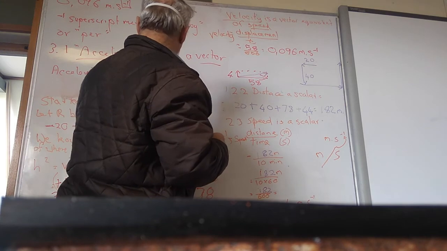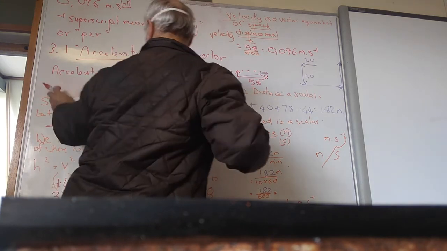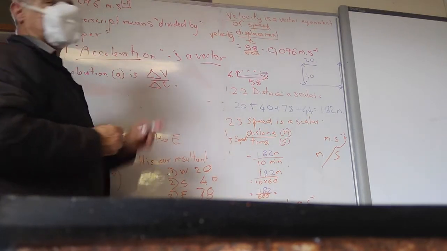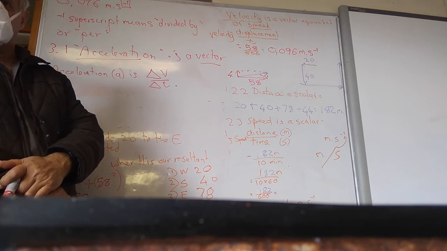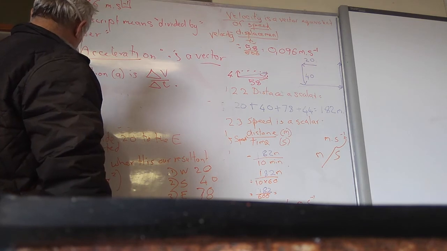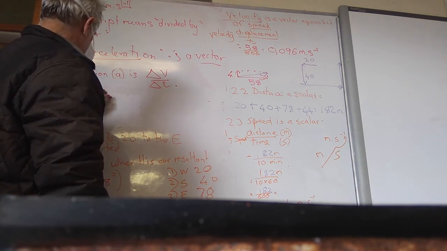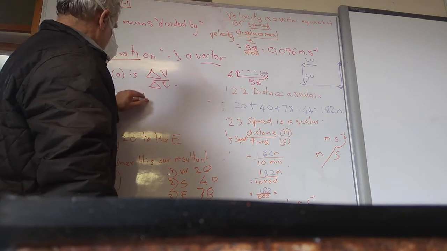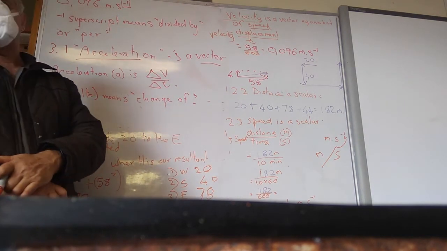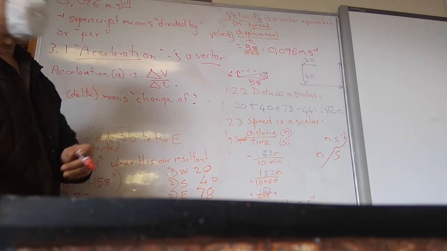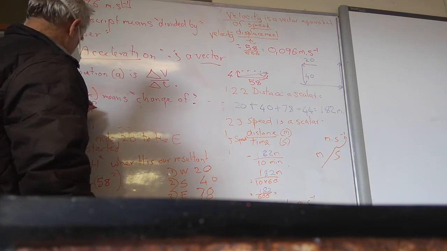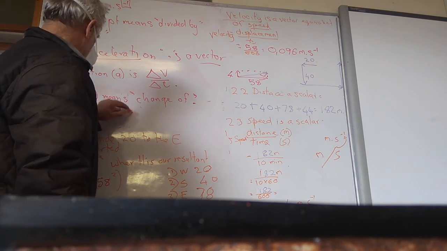Have you guys somewhere in maths or some other subject seen the delta sign? Yeah. Which means change of. Okay, so let's say delta means change of. But what does change of mean? Change of means final minus initial.